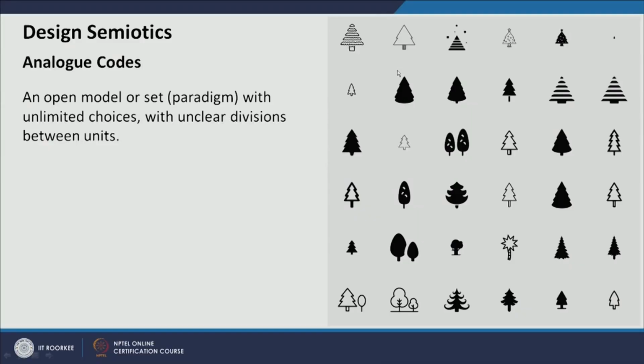So for a coconut tree, all this set doesn't work. So this is only a digital code. But when we depict just a tree, when we take the word tree, then all this acts as an analog code and depicts the word tree.